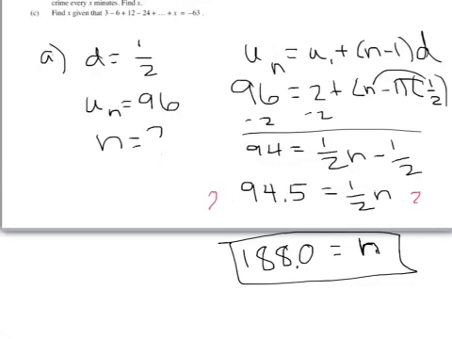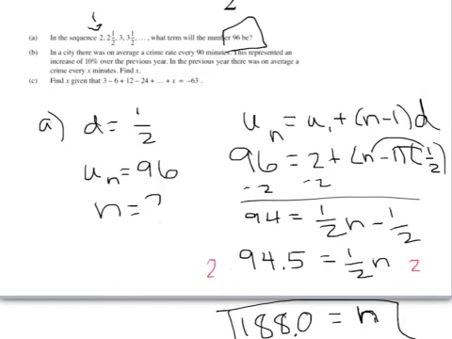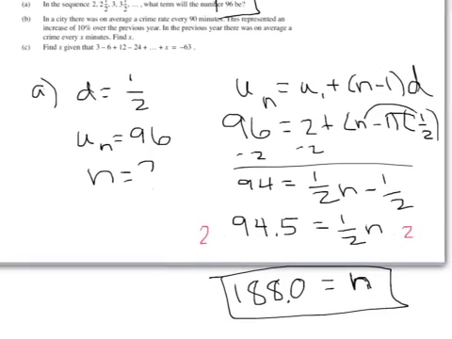Okay, so then let's look at B and C. B: in a city there was on average a crime every 90 minutes. This represented an increase of 10% over the previous year. In the previous year, there was on average a crime every x minutes. Find x.